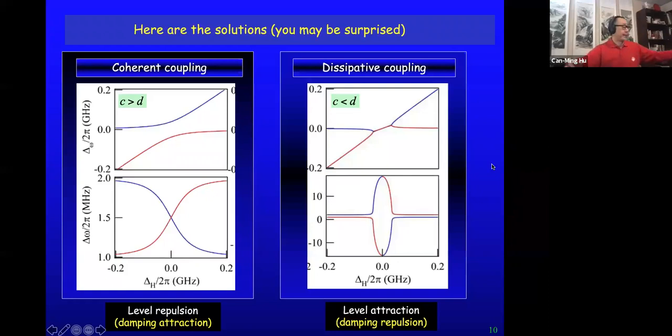Now, the dissipative coupling looks very interesting. In the case where you set your model so that the dissipative coupling strength is larger than the coherent coupling strength, then what you see is the eigenfrequency showing an attraction and crossing feature, but the damping now shows this anti-crossing and repelling kind of feature. And this is the behavior of dissipative coupling if you have two oscillators coupled by frictional force.